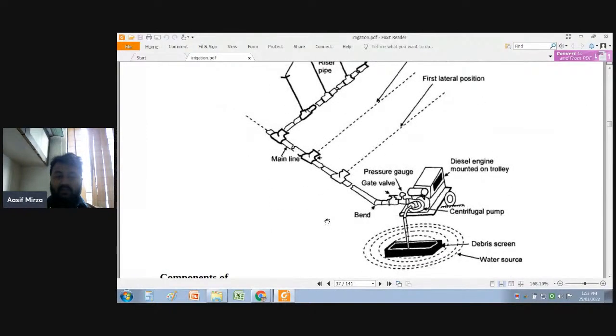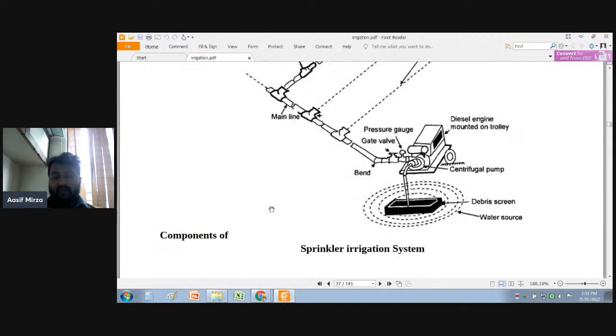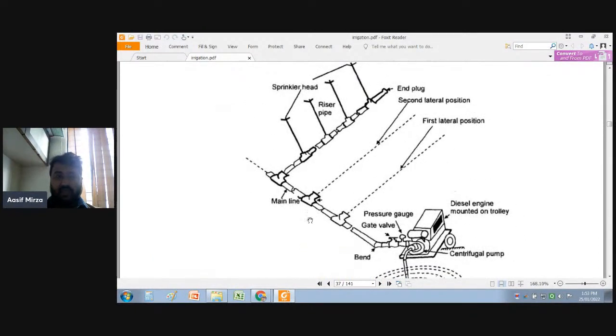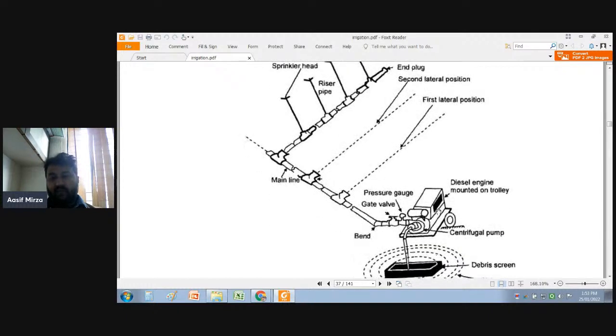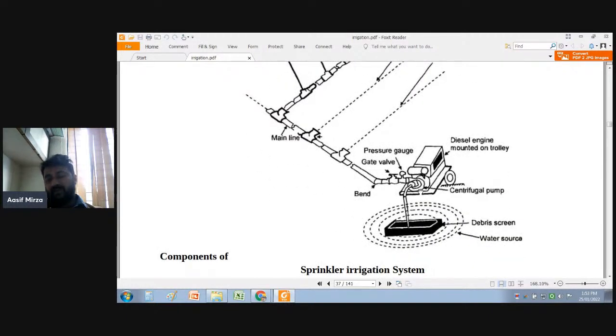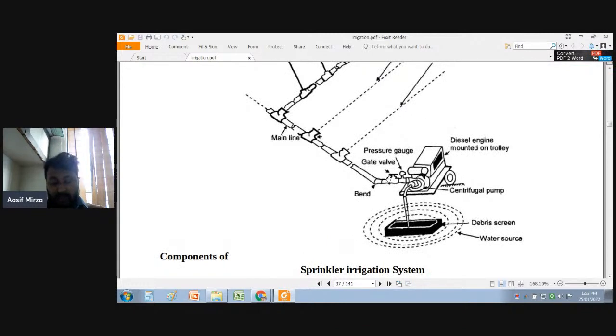Now, this system is provided for a particular sprinkler irrigation method. These are the components of the sprinkler irrigation method. You can see here in the diagram, these are the riser pipes, where the sprinkler heads are attached. This is attached to the sub or the lateral pipe. And this is the main line, which is attached to the pump, and the pump is attached to the water resource. So this is how we have to adopt this sprinkler irrigation system.